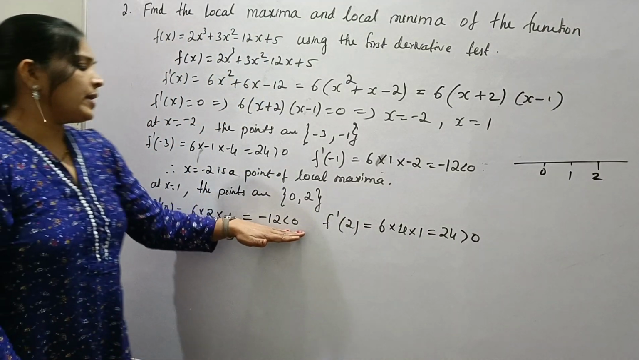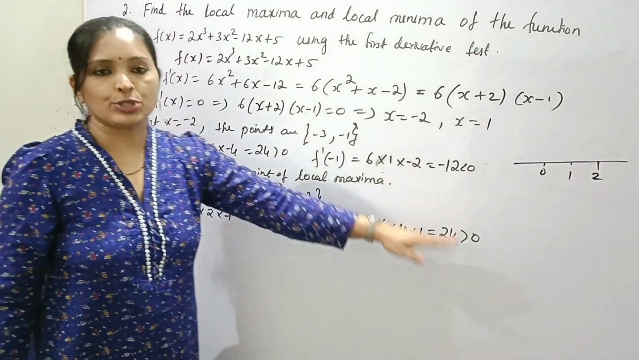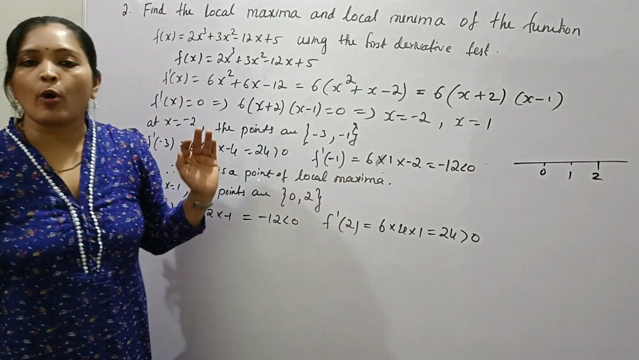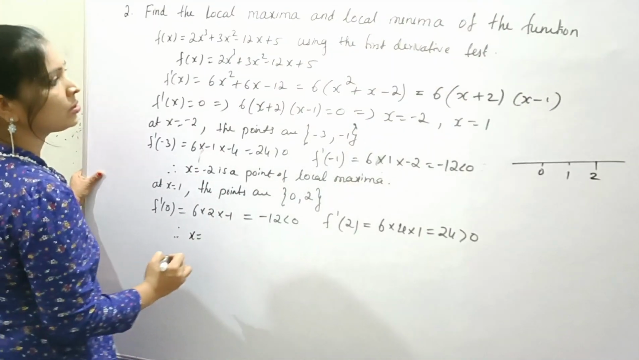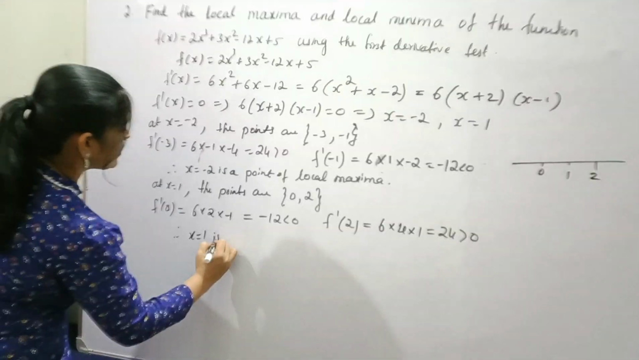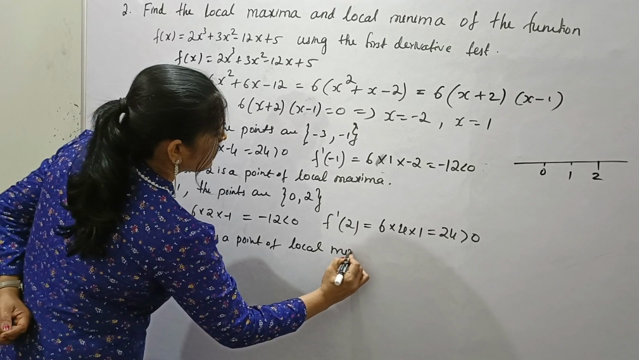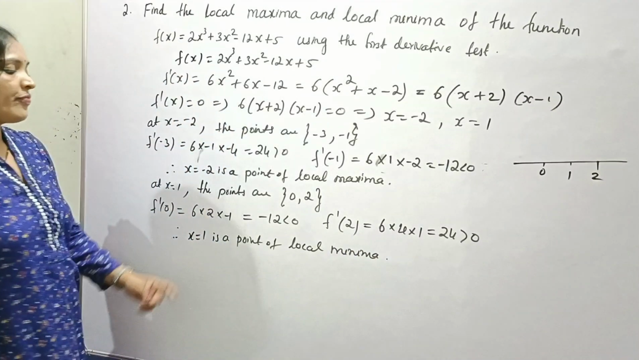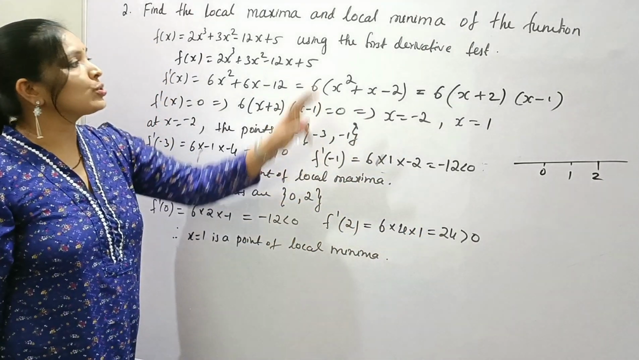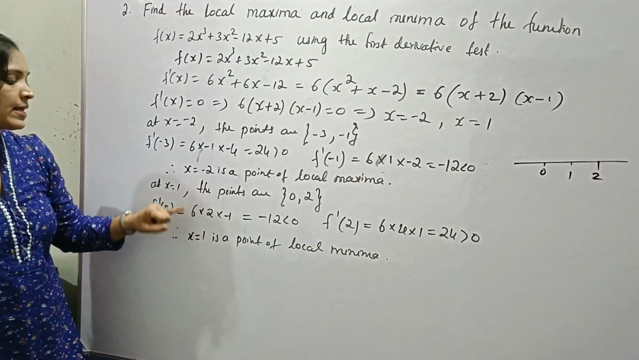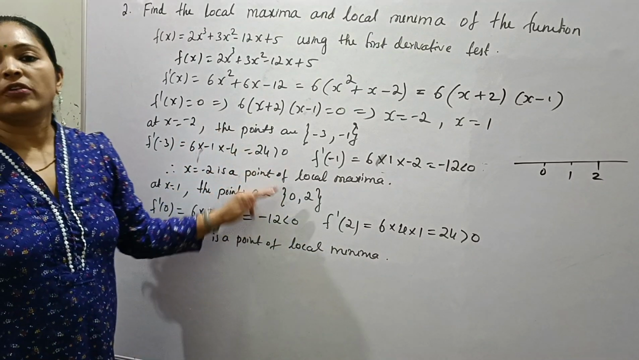See here, the sign of f dash of x changes from negative to positive. Therefore, x is equal to 1 is a point of local minimum. Why? Because f dash of x changes from negative to positive. So according to the first derivative test, we say x is equal to 1 is a point of local minimum and x is equal to minus 2 is a point of local maximum.